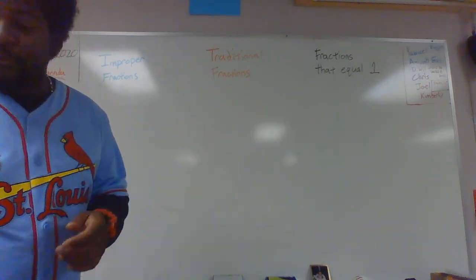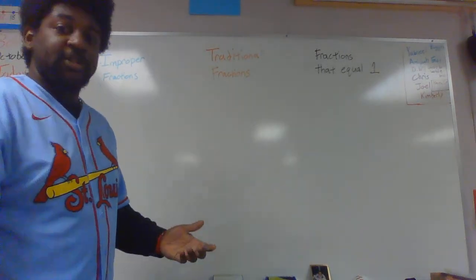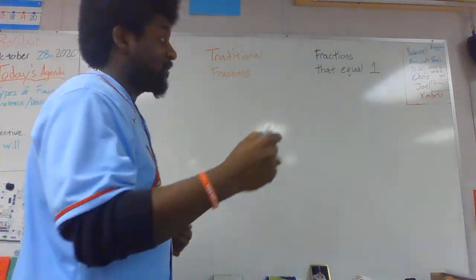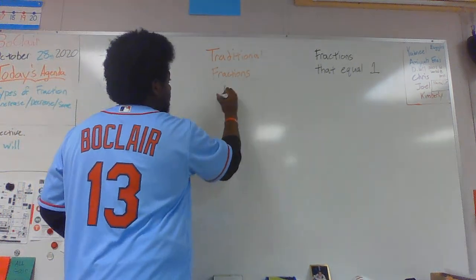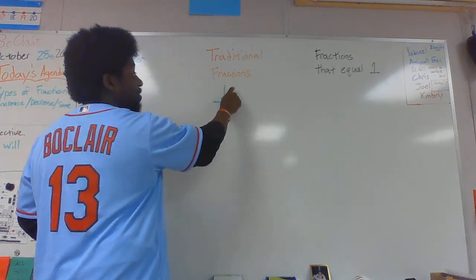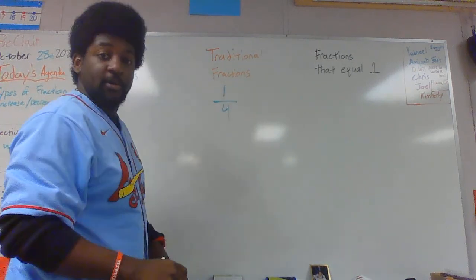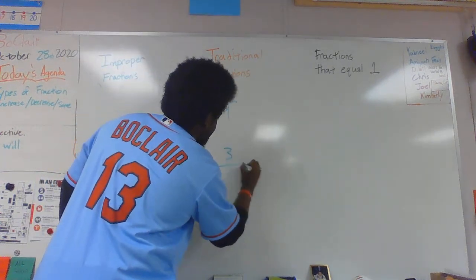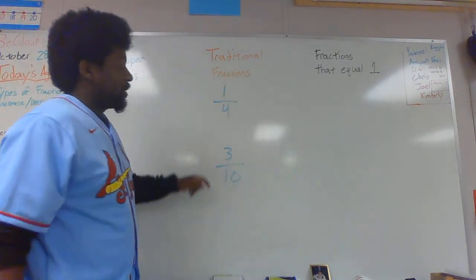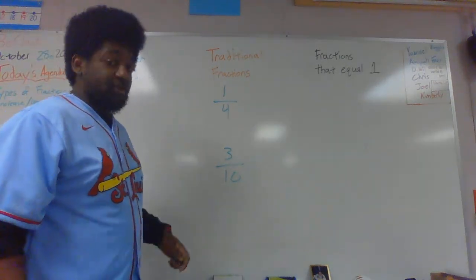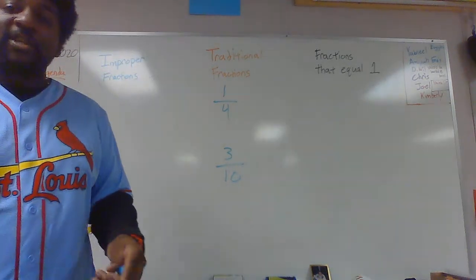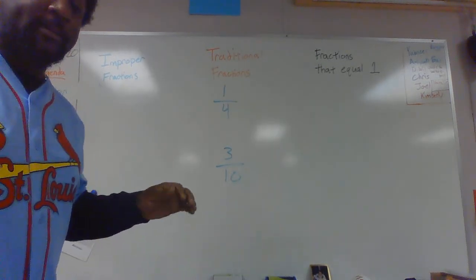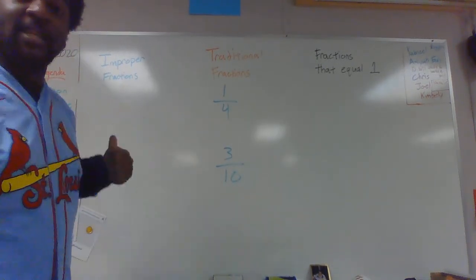All right, the second type of fraction we're going to talk about today are called traditional fractions. And those are the ones we've been working with all of 6th grade so far. So we've seen fractions like 1 over 4, the small number on top of the larger number. Another example would be 3/10, smaller number on top of the larger number. Traditional fractions are the opposite of our improper fractions that we just talked about. I know I erased it, but if you go back in the video, you can see it again.